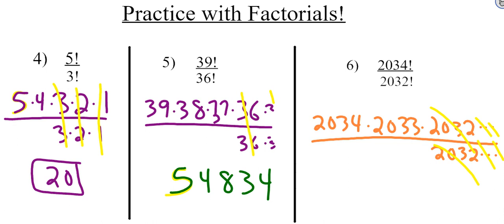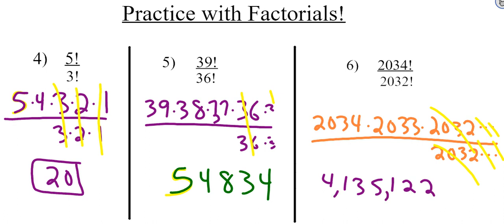And then let's pick up our calculator and do 2034 times 2033, and that's going to be 4,135,122. All right. I think that's it.